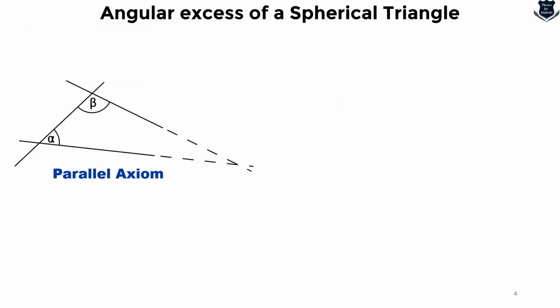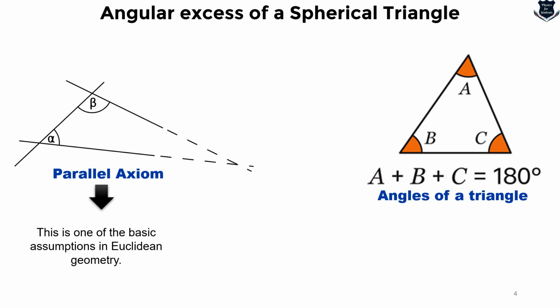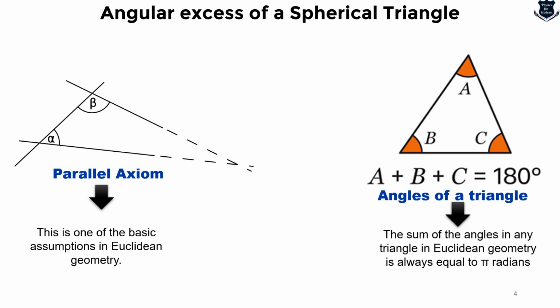Now, the parallel axiom is, I would say, one of the basic assumptions in Euclidean geometry, and it states, as we have seen, that given a line and a point not on the line, there exists exactly one line that can be drawn parallel through the given point. Now, the sum of the angles in any triangle, in Euclidean geometry, is always equal to pi radians or 180 degrees.